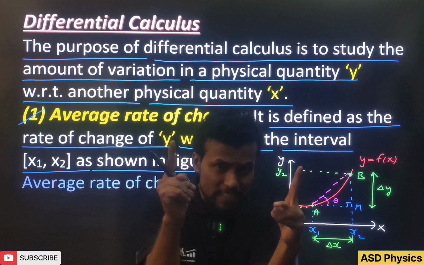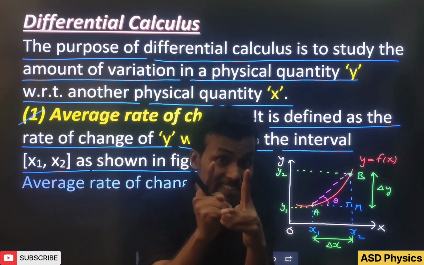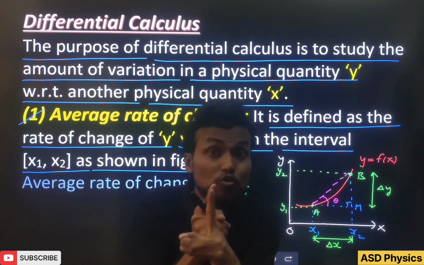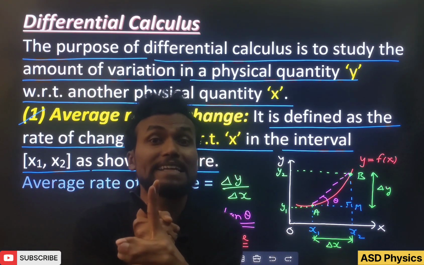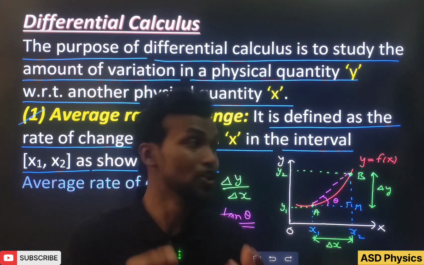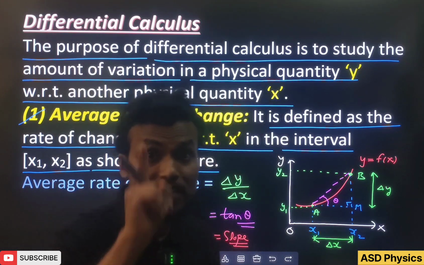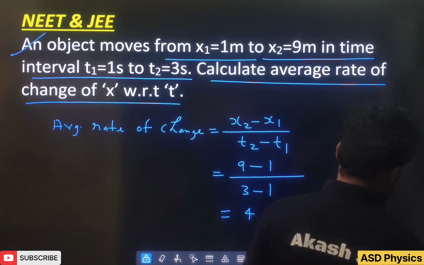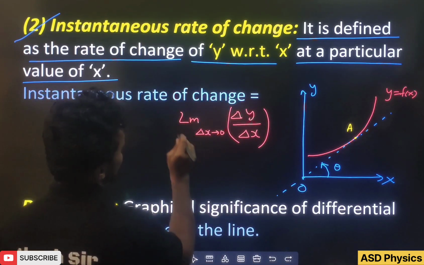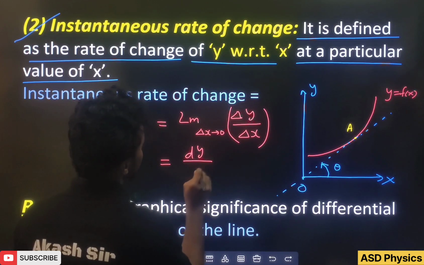If these two points A and B come very close, the delta x values keep on decreasing. When these two points become very close to each other, they become one point. In this situation, the delta x value will be approximately 0. So to make two points a single point, delta x becomes 0. That is called the limit. That's why we have written delta x tends to 0. So this will become dy by dx.